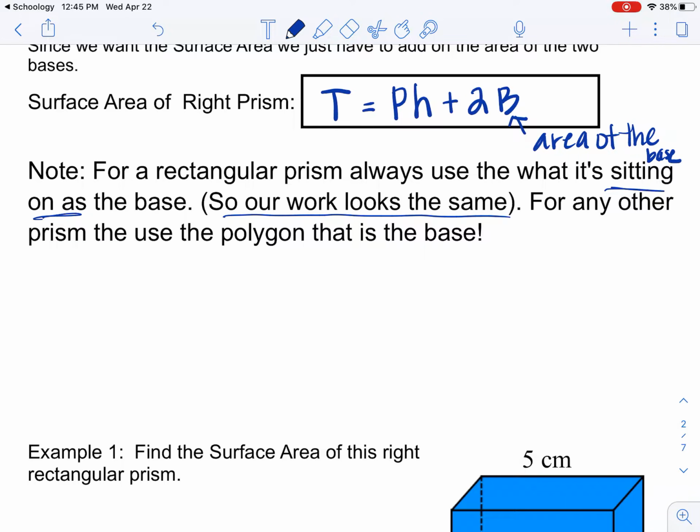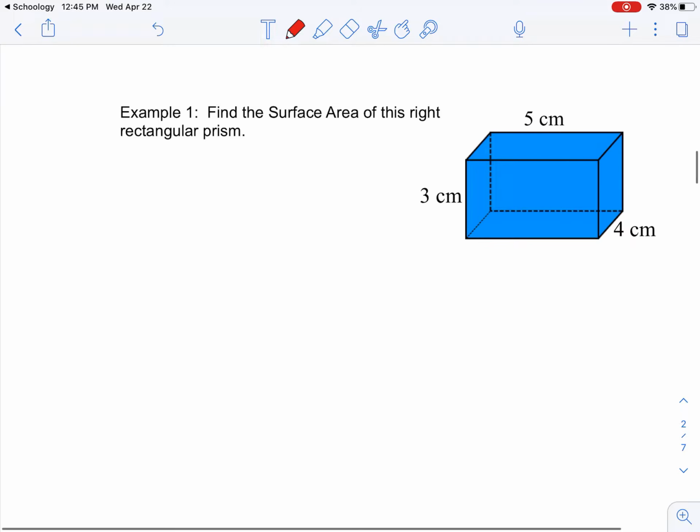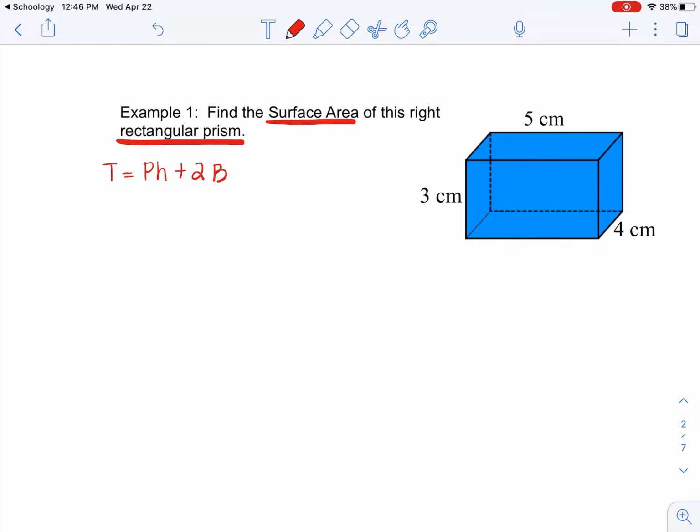For any other prism, you're going to use the polygon that is the base. So it's not necessarily sitting on its base. Okay, so first thing you have to do when doing these problems is identify what it is. We're going to start off by identifying them for you. This is a rectangular prism. So first thing I'm going to do is write down the formula for surface area of a rectangular prism. So that is capital letter T equals perimeter times height plus 2 times area of the base.